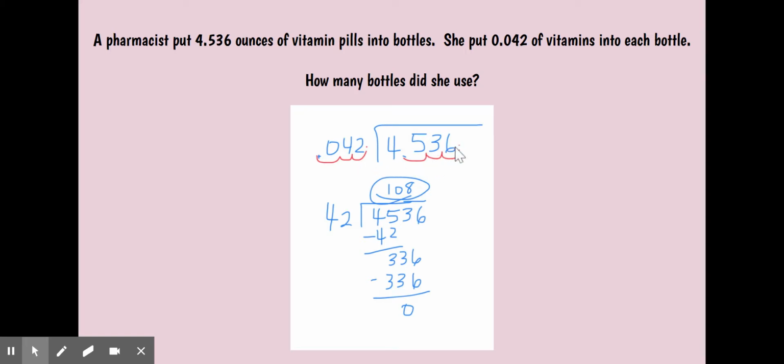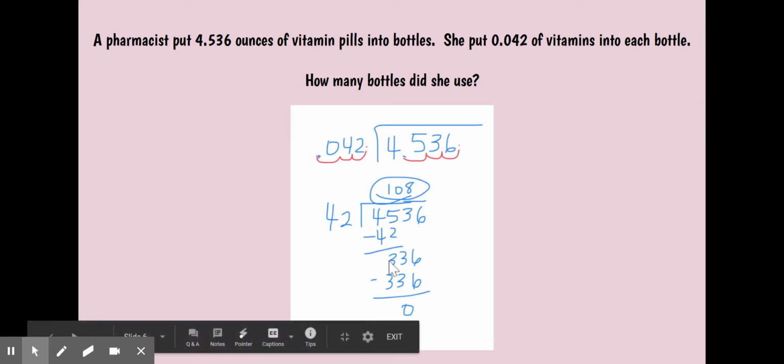So I'm now dealing with whole numbers. I can drop the 0 at the beginning because it has no value now. This is just like the number 42 dividing into 4,536. 42 can't go into 4, but it can go into 45 one time. 1 times 42 is 42. Subtract, I get 3. Bring down my second 3. 42 can't go into 33, so I have to put a 0 in my quotient and then bring down my 6. 42 goes into 336 now 8 times. That leaves me with no remainder, so she used 108 bottles.